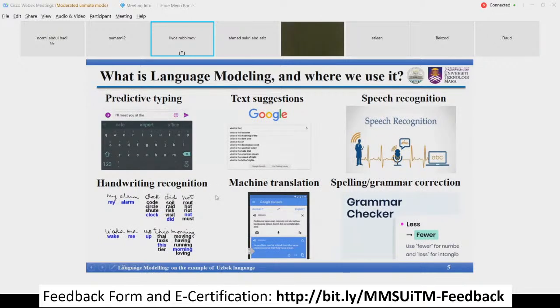Every day we use language modeling. For example, our phones have predictive typing and text suggestion, in any search engine system, Google, Yandex, etc. And speech recognition systems, handwriting recognition, optical character recognition, machine translation, and spelling correction, grammar checking.